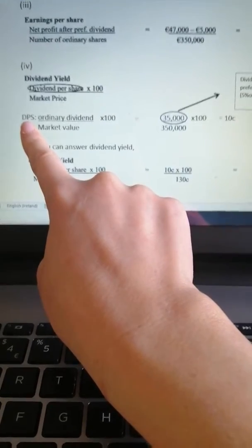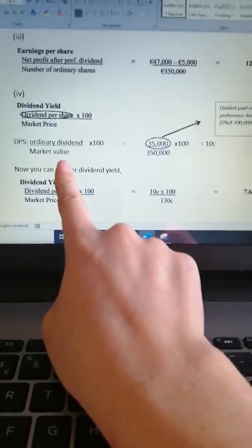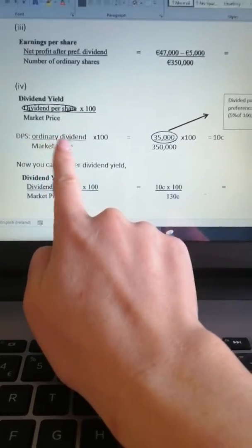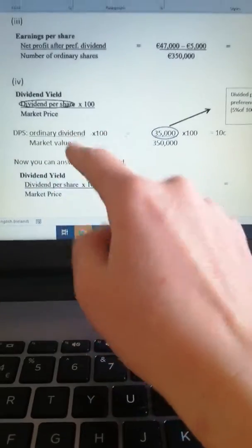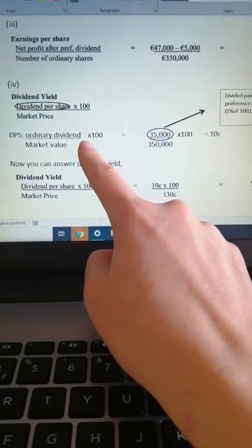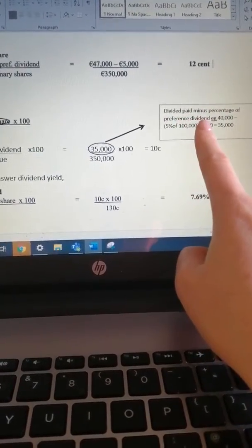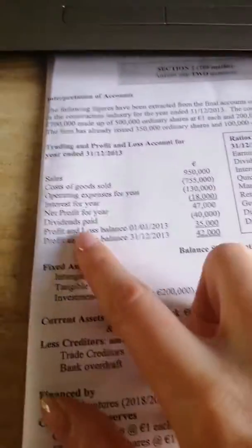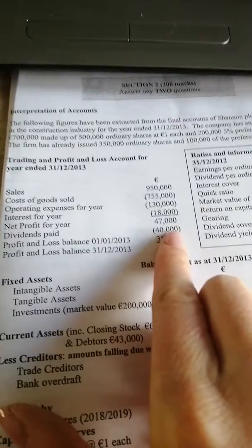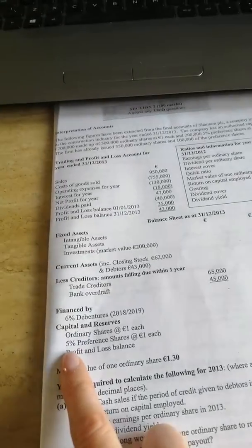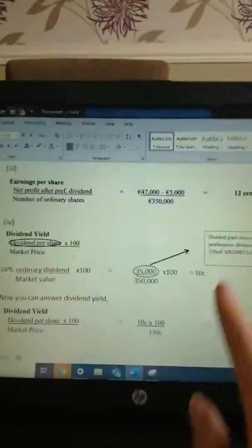Okay, so we go to our formulas, we find out what the formula is for dividends per share. We see it's ordinary dividend over market value multiplied by 100. Now this is where it's a little bit tricky to find out what your ordinary dividend is. So the ordinary dividend is your dividends paid minus the percentage of preference dividends. So in your question, dividends paid is 40,000 minus the preference dividend, which, remember, we figured out is 100,000 multiplied by 5%, which is 5,000.